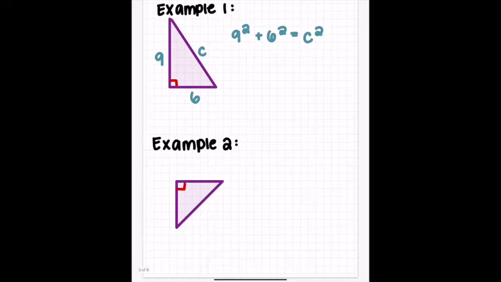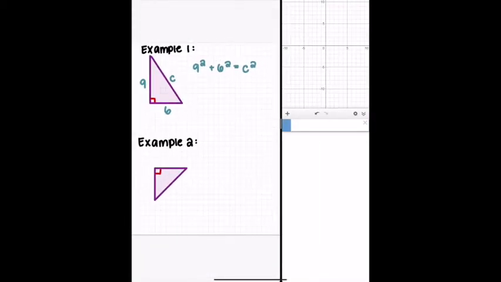So let's look at some examples. I'm going to pull up Desmos for this, because we're going to be dealing with some squares, and we want to make sure that we are being accurate with those. So in example 1, I have this right triangle. I know that it's a right triangle because it has this marking. I'm told that what we would call A is 9, what we would call B is 6. So if I have a squared plus b squared equals c squared, I can just plug those in. So a is 9 and b is 6.